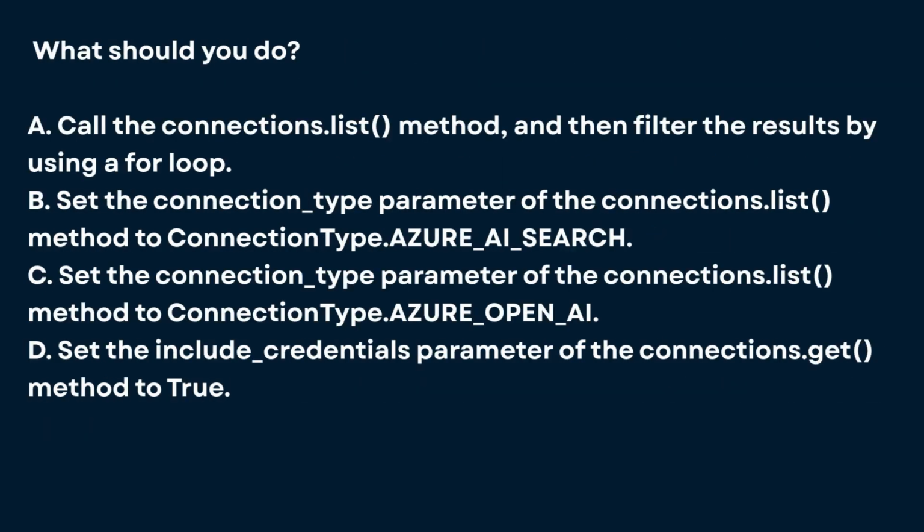What should you do? The options are: Option A. Call connections.list and filter the results using a for loop. Option B. Set the connection type to Azure AI Search. Option C. Set the connection type to Azure OpenAI. Option D. Set include credentials to true in connections.get.